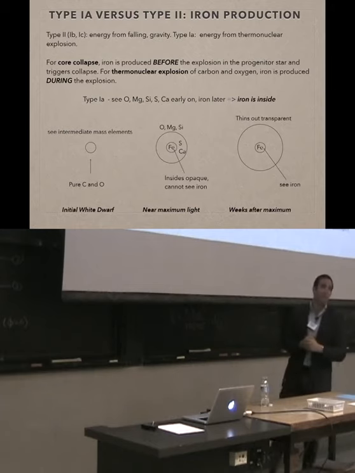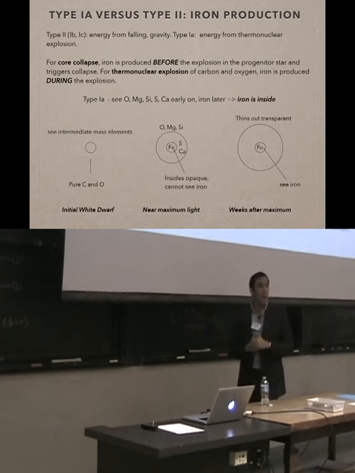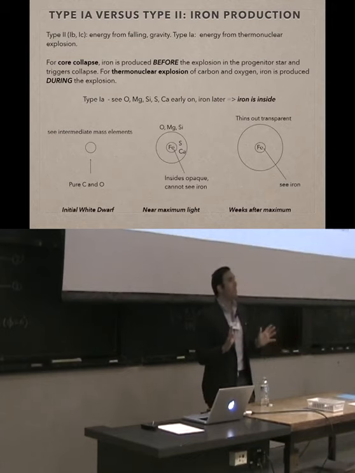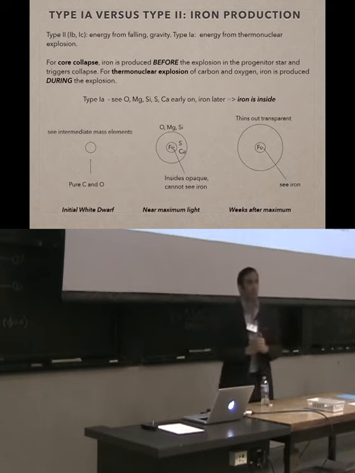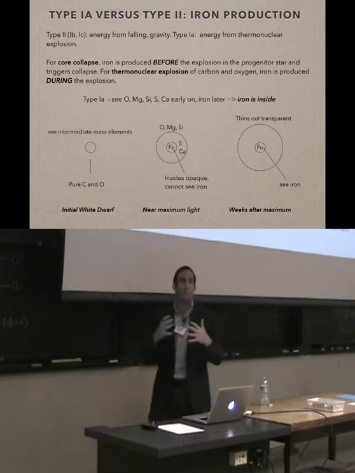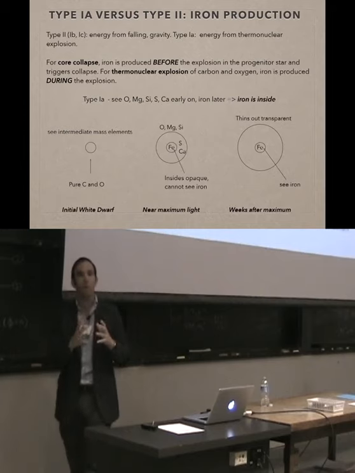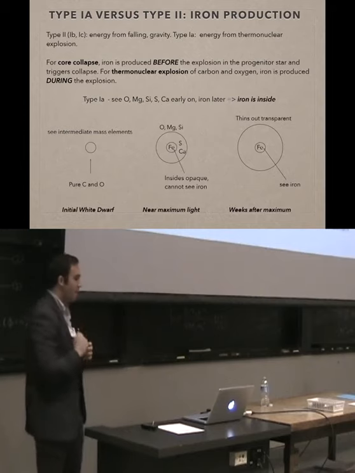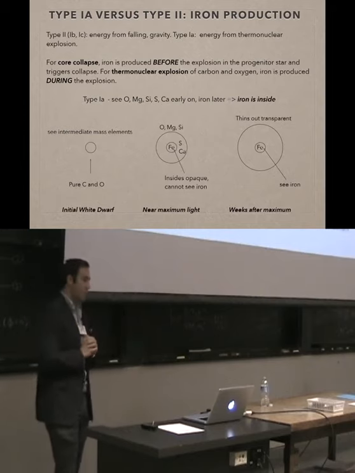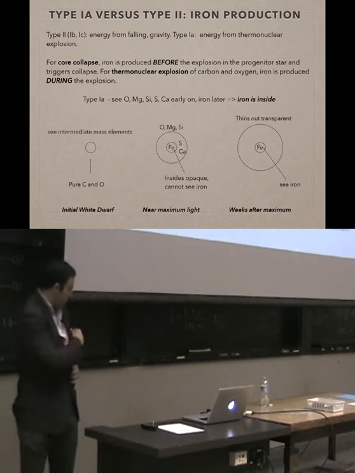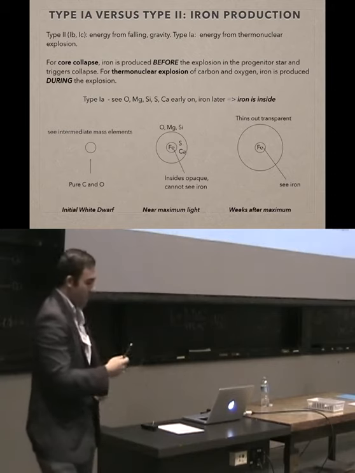Well, the situation is different for white dwarfs. White dwarfs are primarily made of carbon and oxygen material, and they don't make iron before they explode. They actually make iron during the explosion. So the timing of producing this special element is different for the two types of explosion. This is what this cartoon image right here is trying to convey.